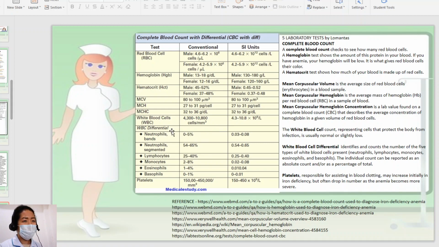Then, white blood cell differential identifies and counts the number of 5 types of white blood cells, such as neutrophils, lymphocytes, monocytes, eosinophils, basophils. The individual count can be reported as an absolute count or as a percentage of total. Platelets, responsible for assisting in blood clotting, may increase initially in iron deficiency but often drop in number as the anemia becomes more severe.